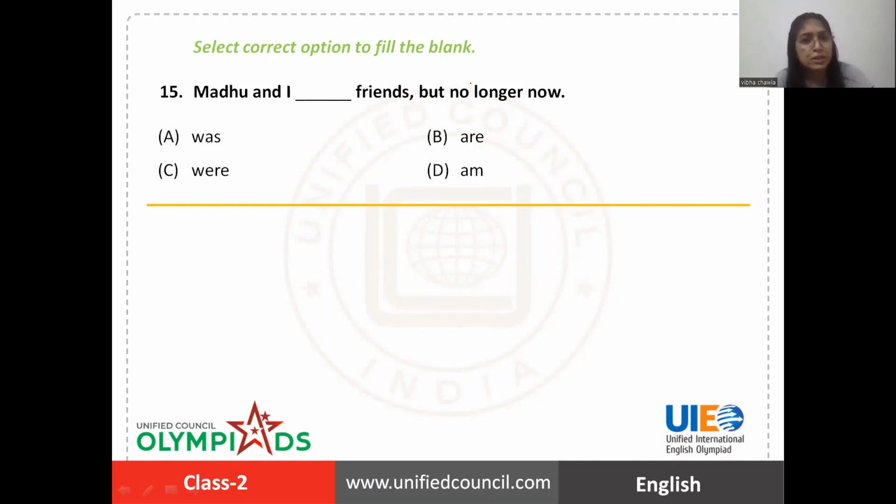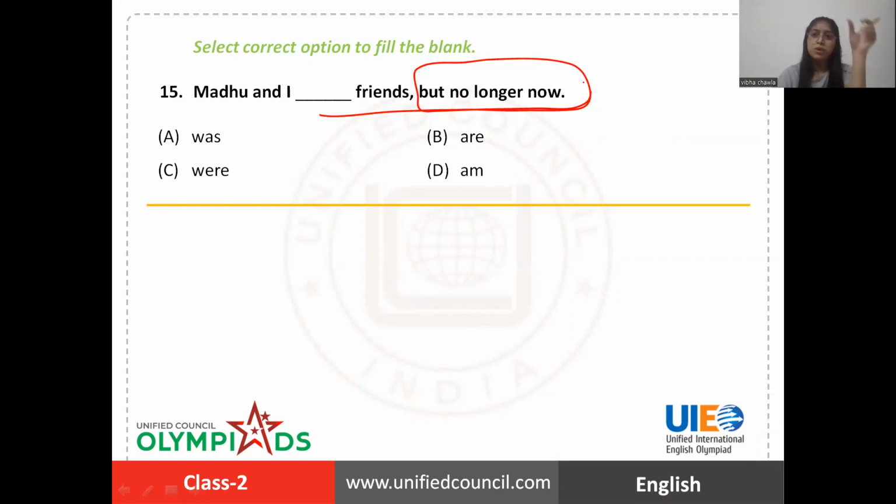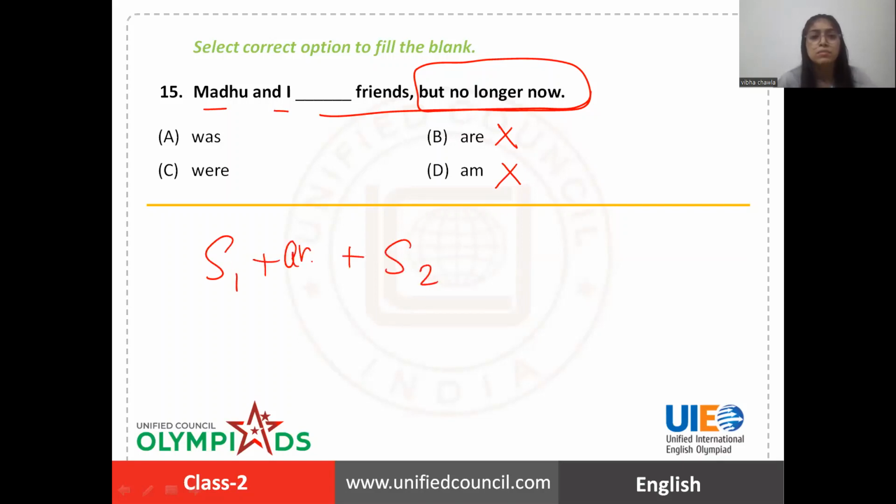Now, next question is question number 15. Madhu and I blank friends, but no longer now. Here lies the hint: no longer now means we were friends in the past. Definitely present forms of verbs will be incorrect. One more thing: Madhu and I, there are two subjects connected by and. Whenever we have two subjects connected with and, we have to use a plural verb.